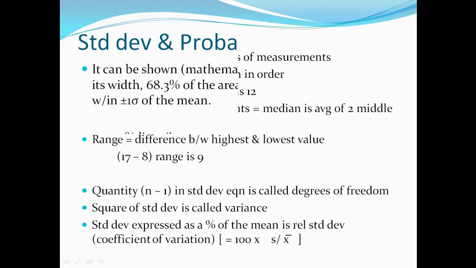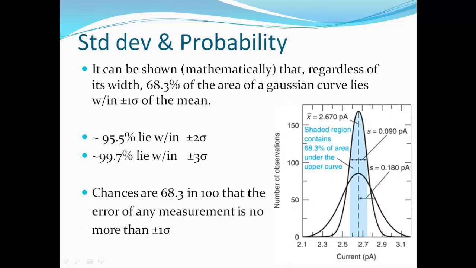All right, let's move on. So what's the probability of your data falling within a certain region in this Gaussian curve? It can be shown mathematically that regardless of how wide your distribution is, 68.3% of the area of that curve lies within one standard deviation. So that's that shaded region that you see in the graph. So what that means is that 68.3% of your data points is going to lie within one standard deviation of the center.